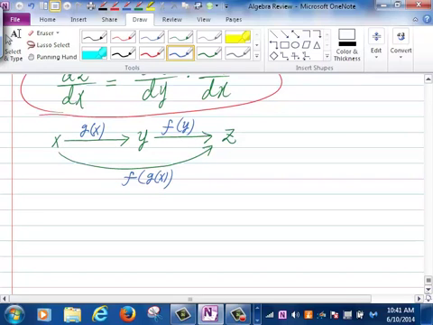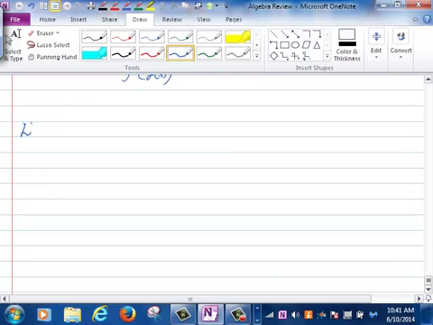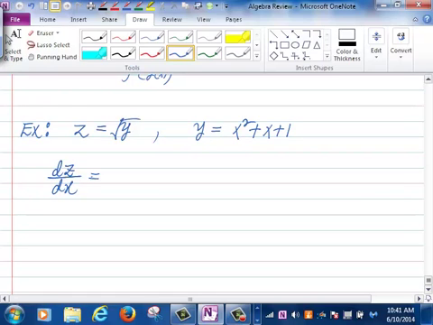Okay, let's look at some examples. Let's say you're given that z is the root of y, and you're given that y is x squared plus x plus 1. So you're asked to find dz/dx. What's the derivative of z with respect to x?